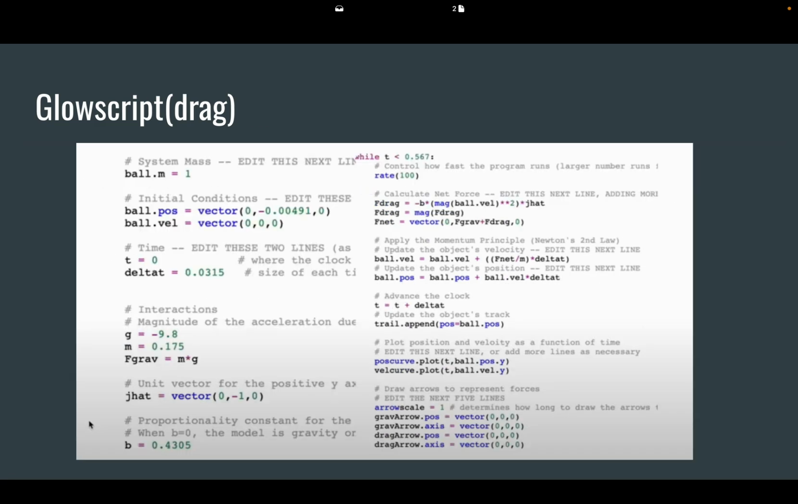Then with drag, it's pretty much the same, but we did plug in the b variable that I discussed before in the formula for drag, negative b v squared v hat. So this was the constant for b on Earth.